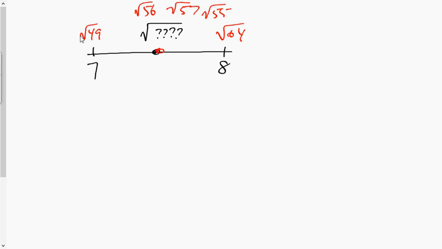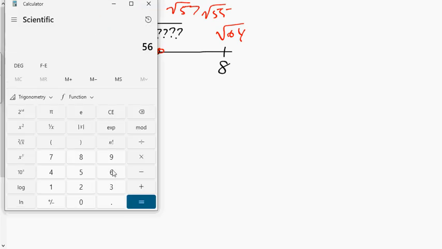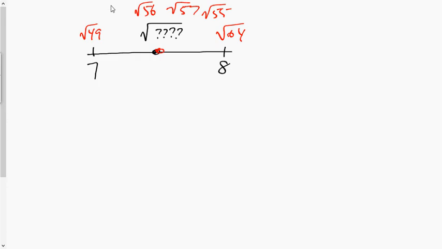Let's check. So we're going to check our answer. Square root of 56 should be roughly 7.5. Yeah. So the best answer is the square root of 56, but if you had the square root of 55 or the square root of 57, you would still get full marks for it on a test. Okay. If you said the square root of 50, it would be wrong because the square root of 50 would be closer to here than the middle.